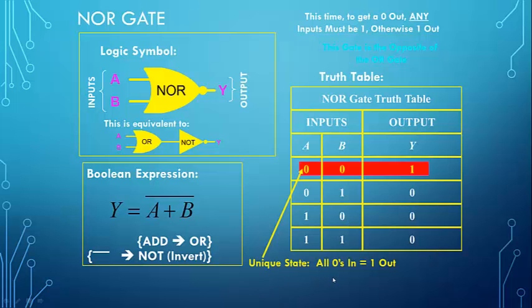So our unique state, the one that gives us our unique output, is still the same. All inputs are zeros. However, all input zeros for a NOR gate gives us an output of 1. And there are some alternative Boolean NOR notations if you choose to use those. Again, make sure that the quantity you're inverting is in parentheses, so it's implied that the inversion applies to the entire quantity. Same thing here with the tilde character.